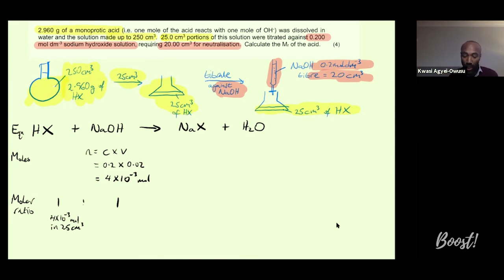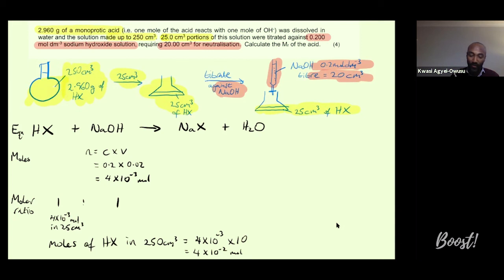Now, we're working backwards, right? We need to work out the Mr of HX. So if we work backwards, if we know how many moles of HX is in 25, moles of HX in 250 is simply 4 times 10 to the minus 3 times 10. Okay, that should be 4 times 10 to the minus 2 moles.